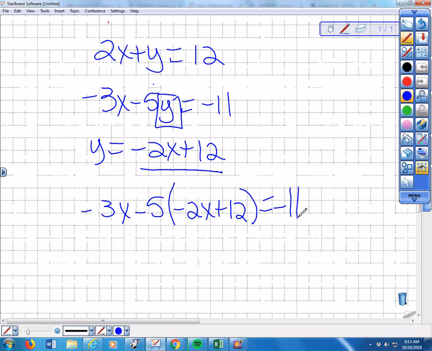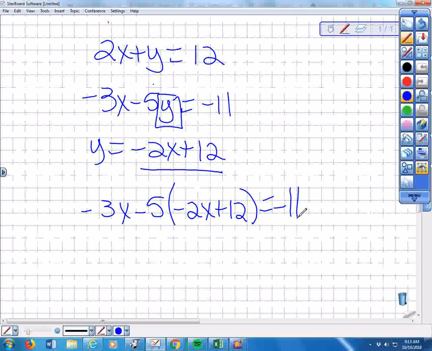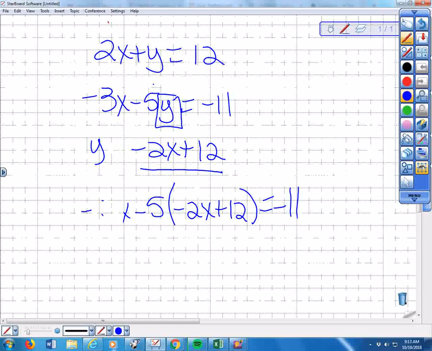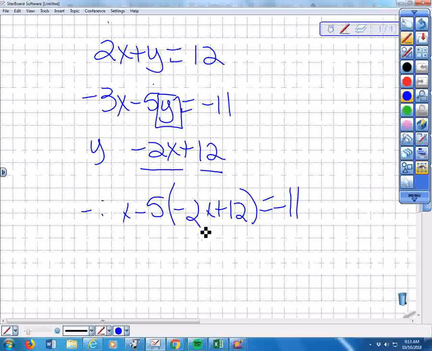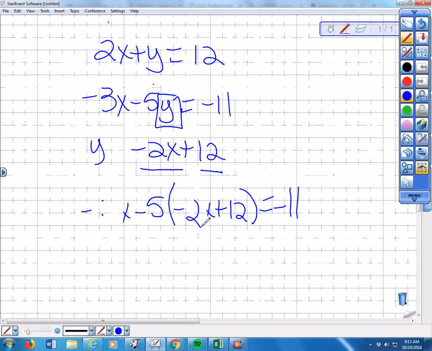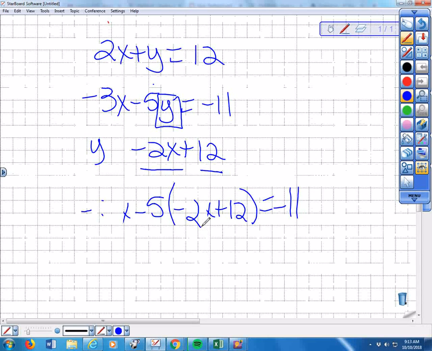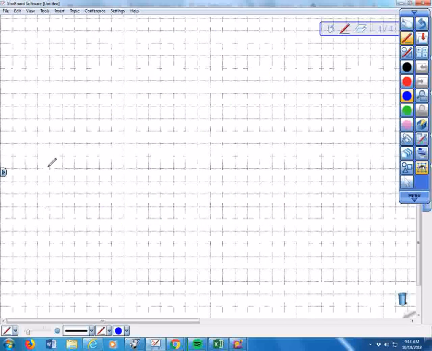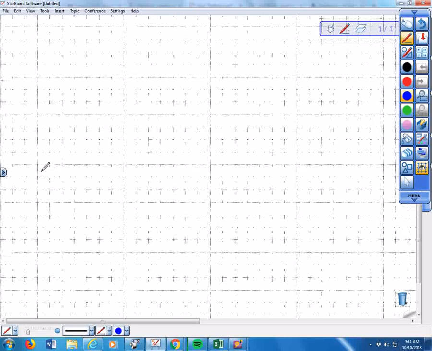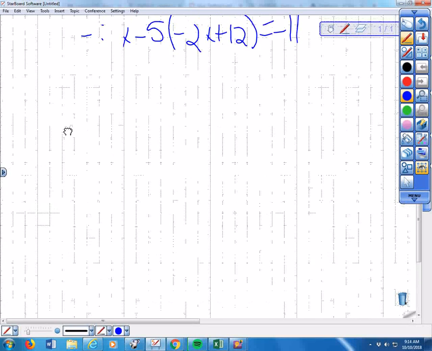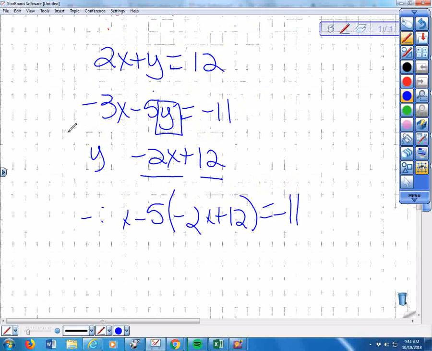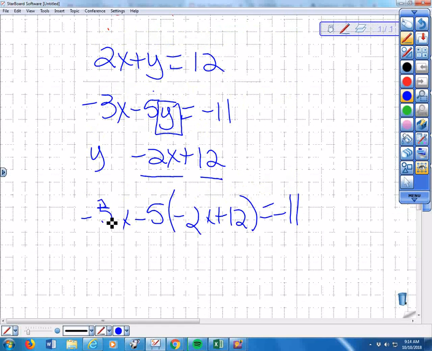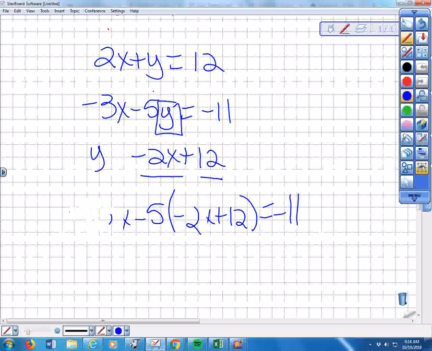Okay, so I just rewrote this equation, negative 3x minus 5, and I substituted what I found for y up here, negative 2x plus 12, in for y. Now I'm going to solve. Come on, board. I don't know what that original number was. 3. Y is giving me fits today.